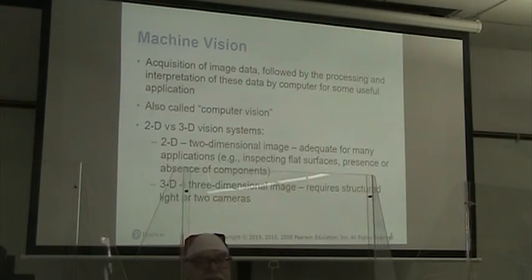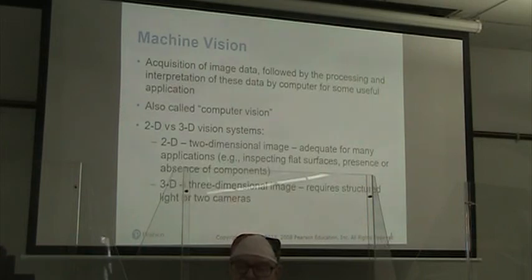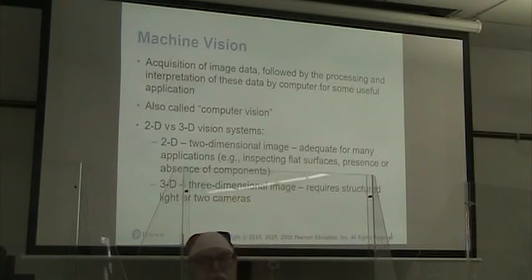Machine vision means that we have acquisition of image data followed by processing and interpretation of these data by the computer for some useful application. Sometimes we call that computer vision. This may be a 2D vision system that gives us a two-dimensional image. That is adequate for many applications if we're inspecting flat surfaces or presence or absence of components. To obtain a 3D vision system, to get our three-dimensional image, we have to have structured light or two cameras so that we have that contrast.